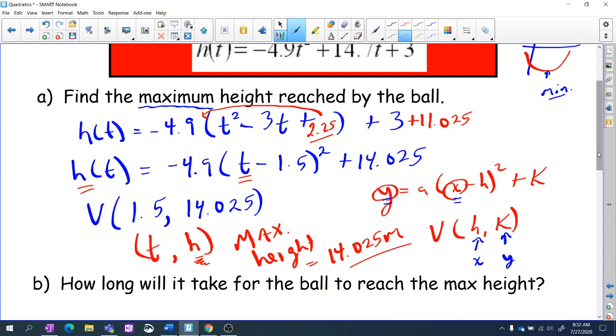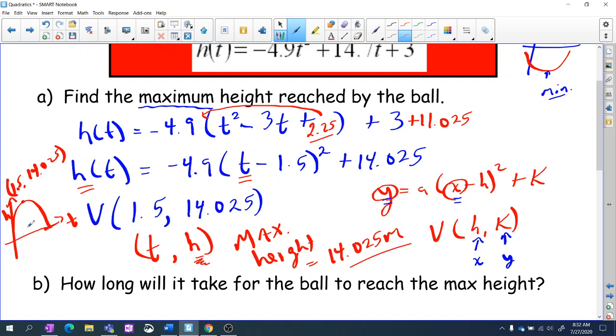Okay. Next question says, how long will it take for the ball to reach the maximum height? So think about what we just found. We just found that we had some ball that was following a parabolic path, like so, and it reached its vertex up here at 1.5, 14.025, where instead of just a regular generic x scale, the x scale is time, and the y scale has been replaced with the function height.